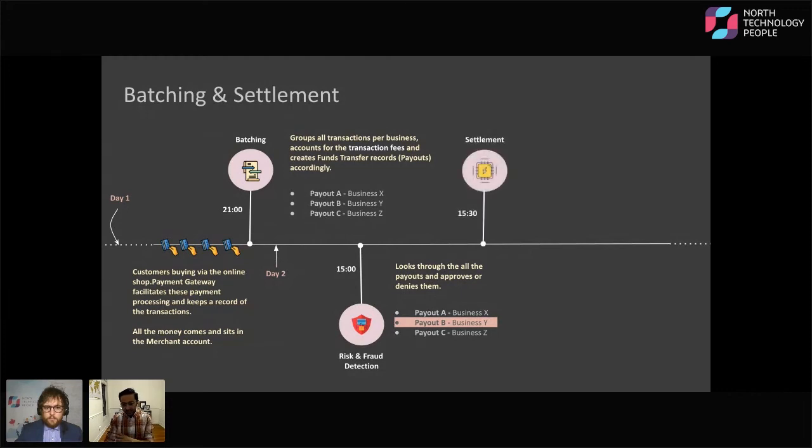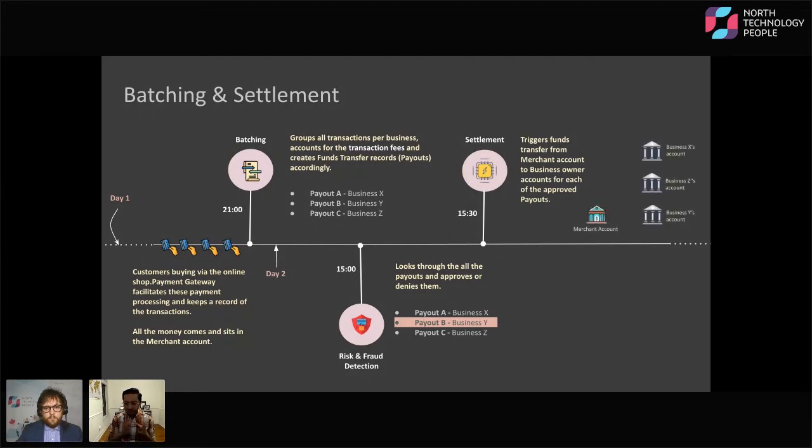So a bit later down the line, we run a process called settlement. It's very simple. What it does is that it takes each of these payouts and triggers fund movement. So basically all the money that came in as part of payment processing is sitting in this merchant account. And now from this merchant account, we transfer it back to the business owner's account if risk and fraud had approved it, right? So in this case, for example, payout B did not go through because, as an example, it was detected to be fraud.